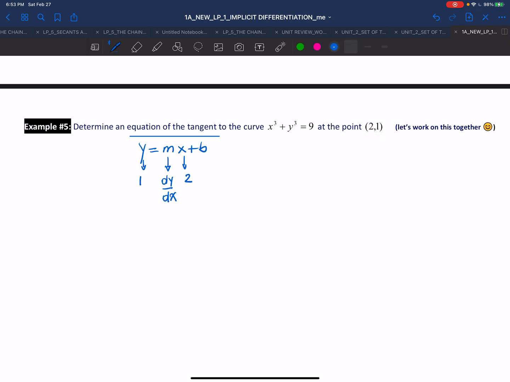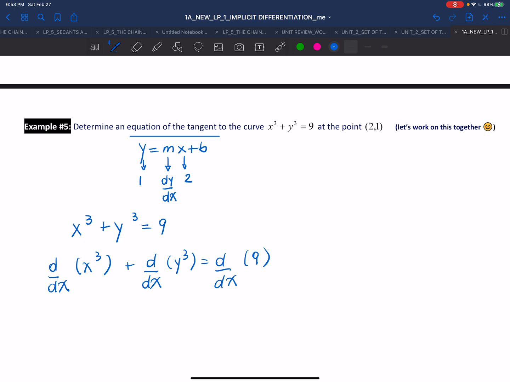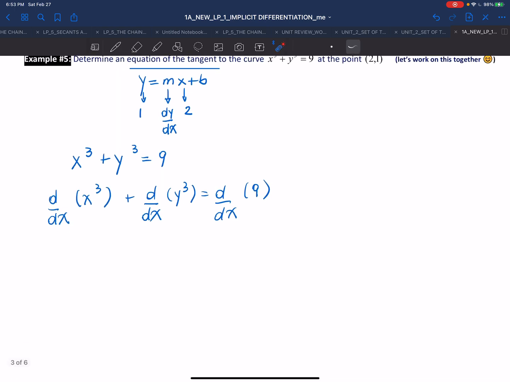So let's get started with finding the slope. We write the equation as is first. And now we are d/dx-ing every term. So d/dx of 9. Okay, now again, explicit 3x squared.